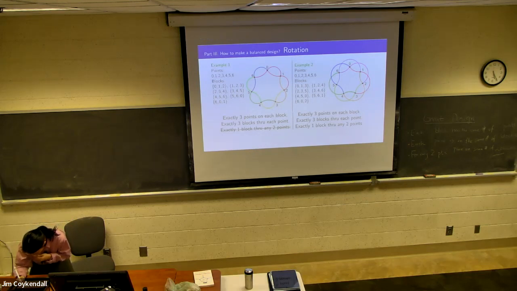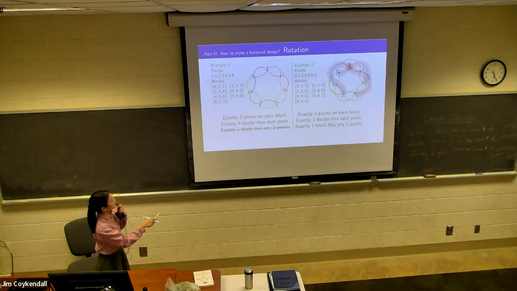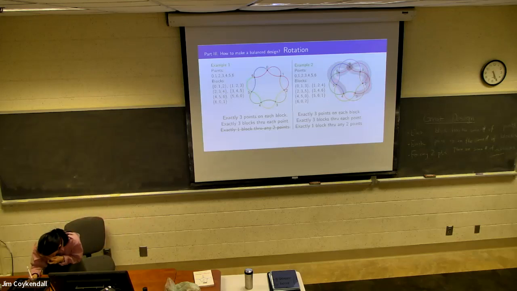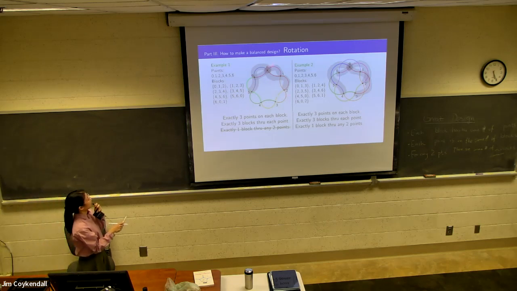If you take any two points, maybe we take 0, and then you look at all those blocks passing through 0. So we get the pink one, the red one, and the blue one. From that, you will find that 0 will be connected to all other points. But if you look at the design on the left, you get this block passing through 0, this one passing through 0, and another one through 0. So there is no block passing through both 0 and 3 on the left-hand side. But for the right-hand side, it works.